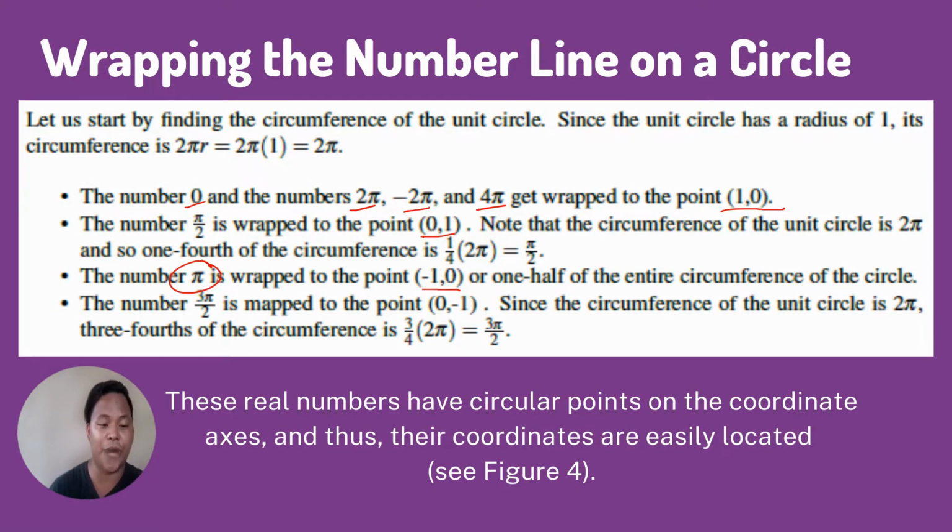If we're going to wrap the number pi, it is at the negative x-axis to the point (-1, 0), since this is 1/2 of the entire circumference of the unit circle. And the number 3 pi over 2 is wrapped to the point (0, -1), which is at the negative y-axis. And we know that this number is 3/4 of the circumference of the circle.